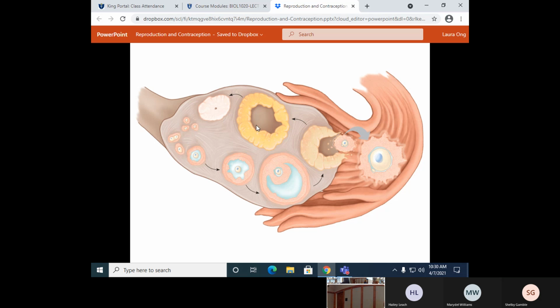The corpus luteum is then, at that point, going to produce hormones for a little while afterward. And those hormones are important for pregnancy and menstruation, and we'll talk about those later.